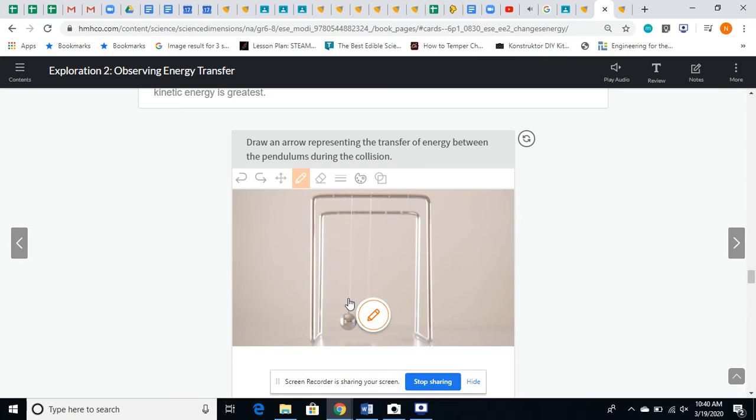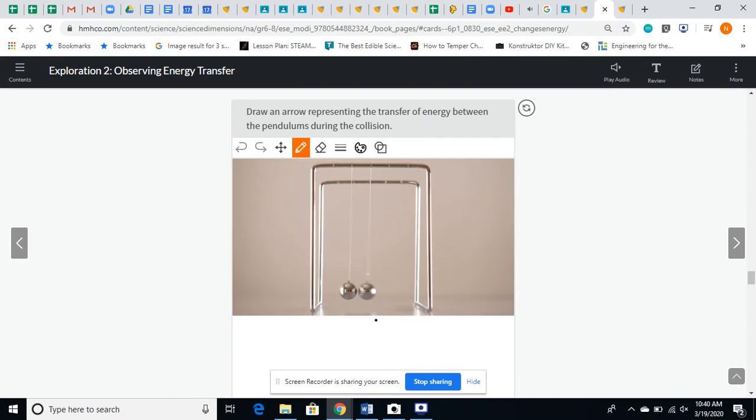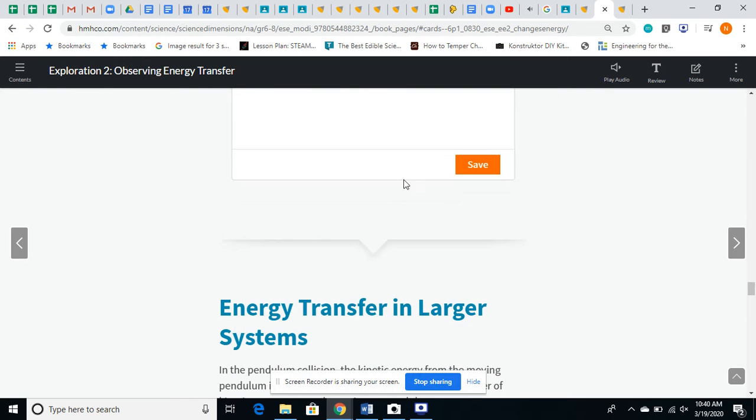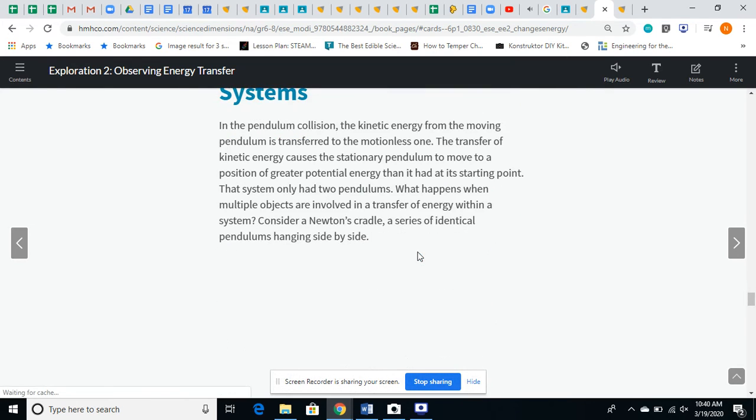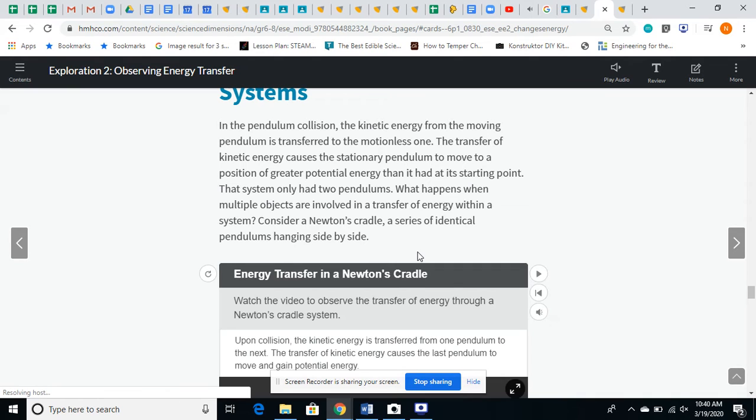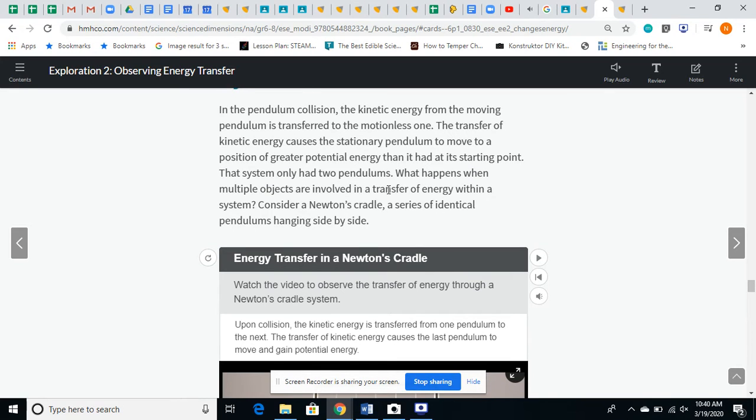Draw an arrow representing the transfer of energy between the two. So the energy is being transferred this way. That's why this goes up. I'll use a different color next time. In a larger system, the kinetic energy in a pendulum collision from the moving pendulum is transferred to the motionless one. The transfer of kinetic energy causes the stationary pendulum to move to a position of greater potential energy than it had at its starting point.